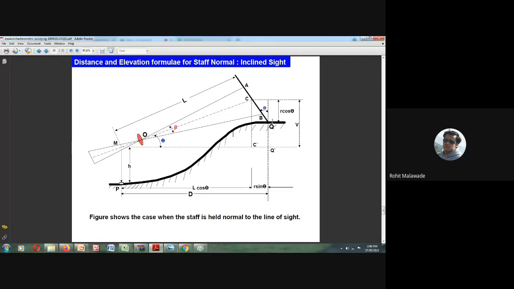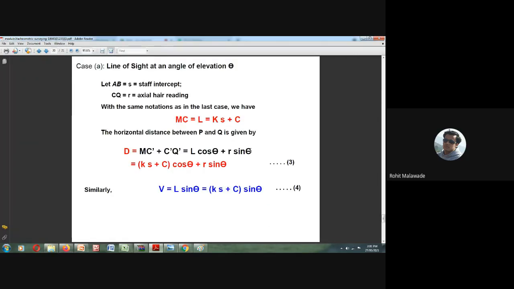If we are going to keep this staff in an inclined position, the formulas are going to change. So now we will see what formulas we will be using if we want to measure the horizontal distance D and the vertical distance V, when the line of sight is at an angle of elevation theta.